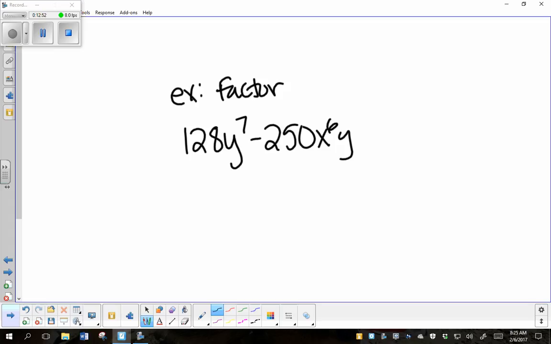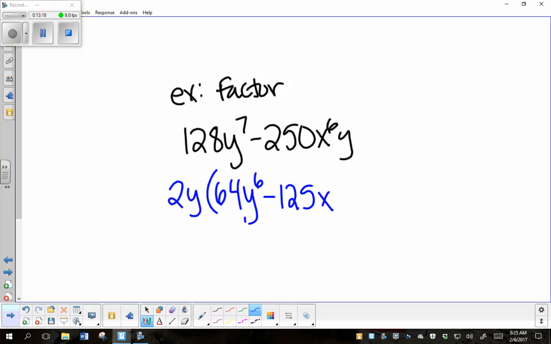So I can take a 2 from each of those numbers. I can divide them. And each of those terms has at least one y that I could take. So I'm going to take a y out. And then let's write what we have left. So 128 divided by 2 is 64. And I took one of those y's, so he's left with 6 y's instead of 7 now. Minus 250 divided by that 2 that I took out is 125. He still has the x to the 6, but we stole his y, so that's it.